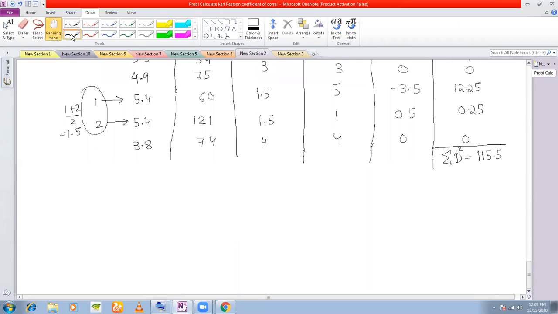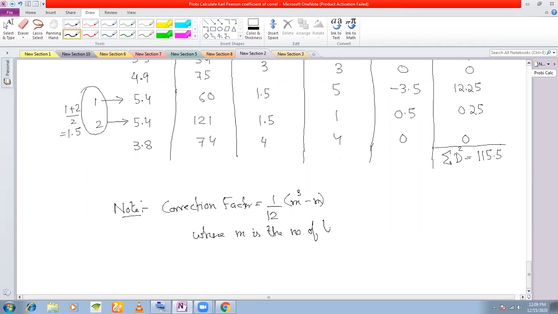But because of the tied ranks, there is something called a correction factor. And the formula for the correction factor, when you have tied ranks, we apply this correction factor. Correction factor is equal to 1 by 12 times m cube minus m, where m is the number of tied ranks.